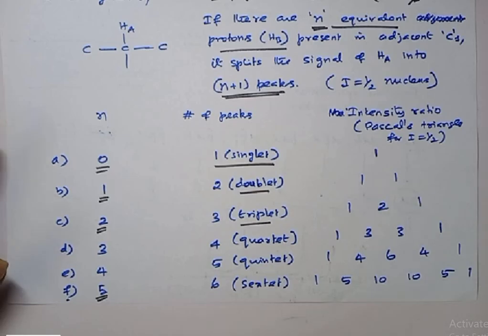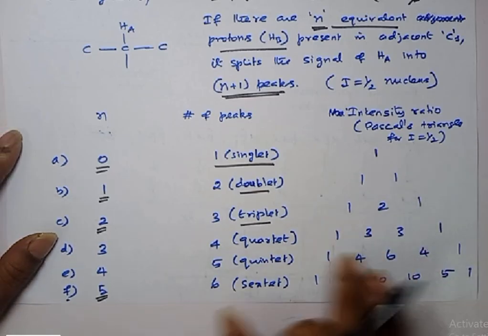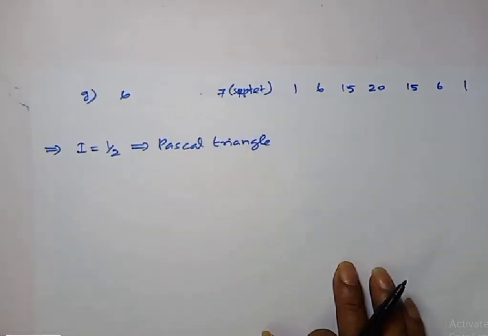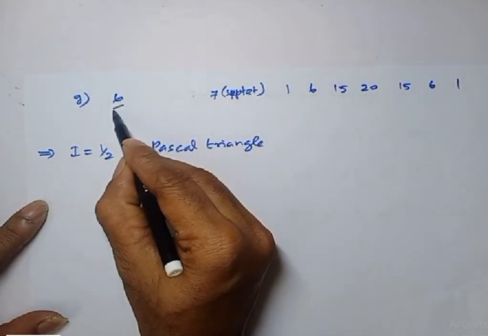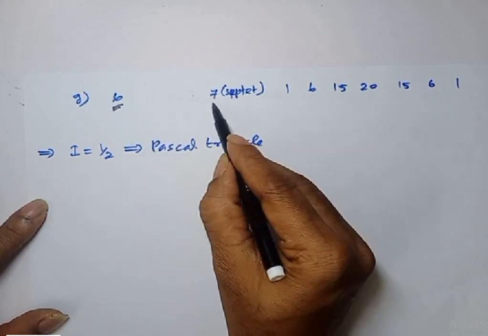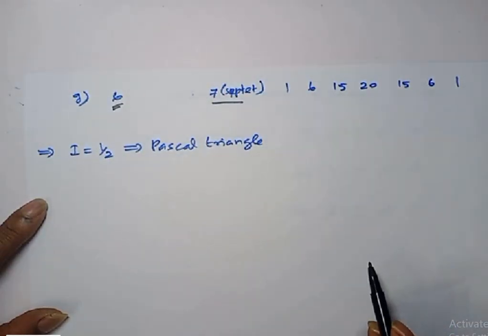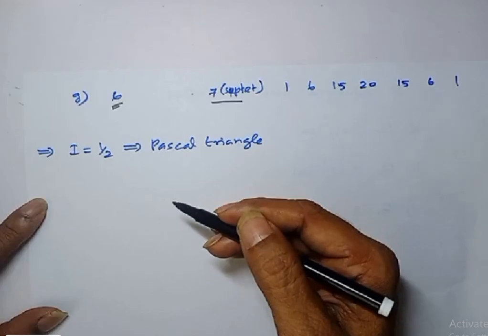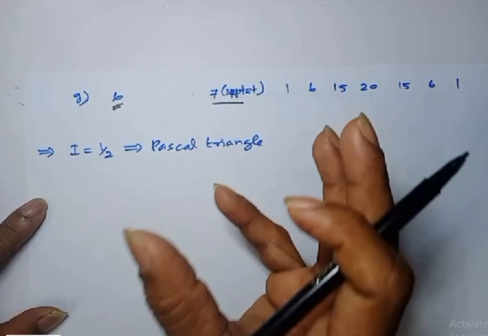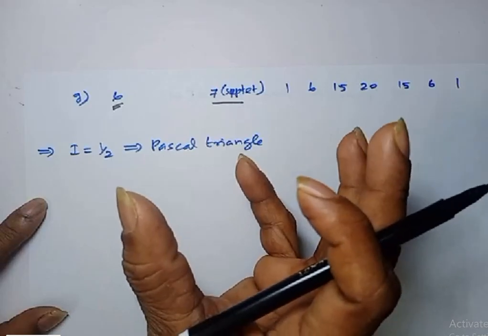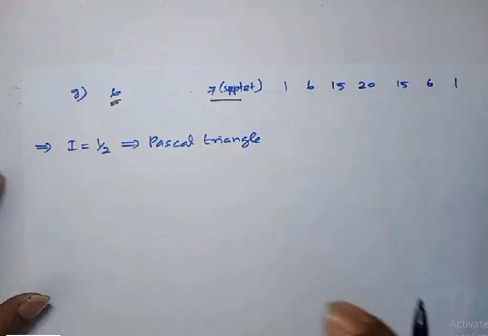Keep this in mind, very, very important. Sorry, not more than 5, more than 6. I'll give one more in the next page. See here. Suppose the number of hydrogens on the adjacent carbon is 6, we get what is called a septet. This is the intensity ratio. If you get more than 7 peaks, we call that cluster of peaks a multiplet.